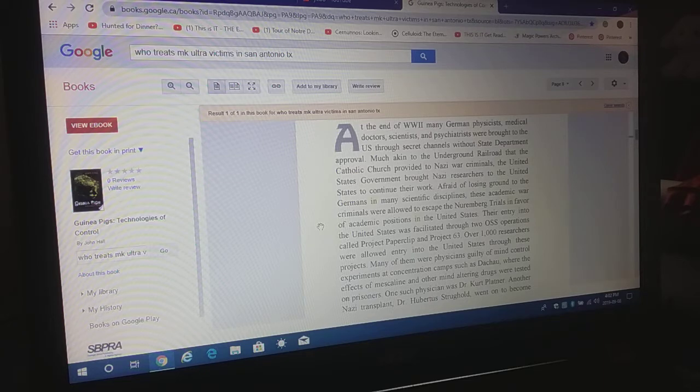Their entry into the United States were facilitated through two OSS operations called Project Paperclip and Project 63. Over 1,000 researchers were allowed to enter into the United States through these projects. Many of them were physicians guilty of mind control experiments at concentration camps such as Dachau, which the effects of the mescaline and other mind altering drugs were tested on prisoners.